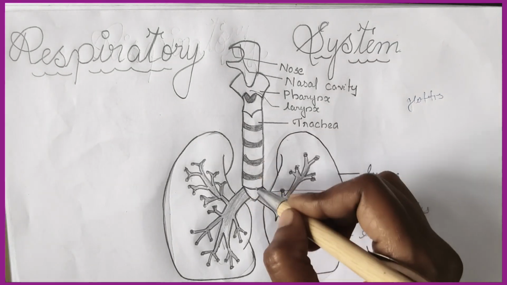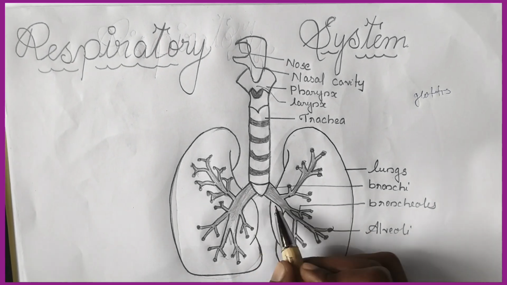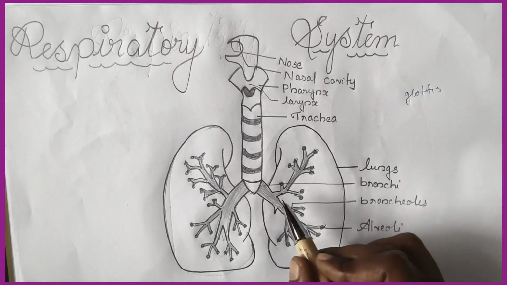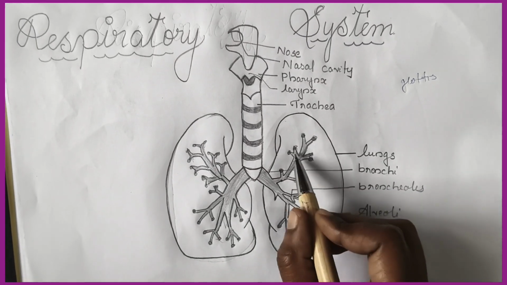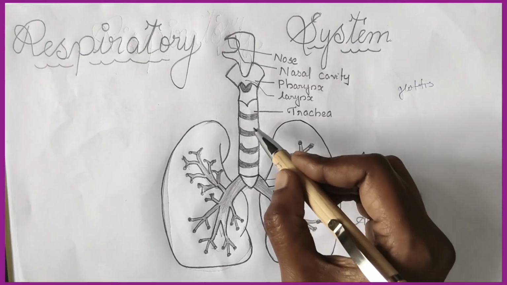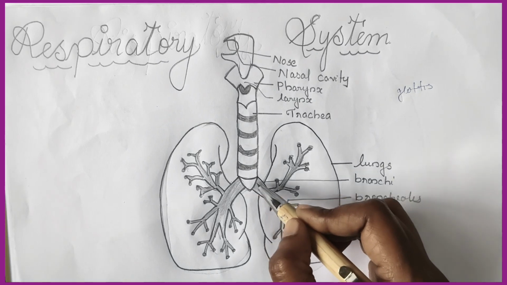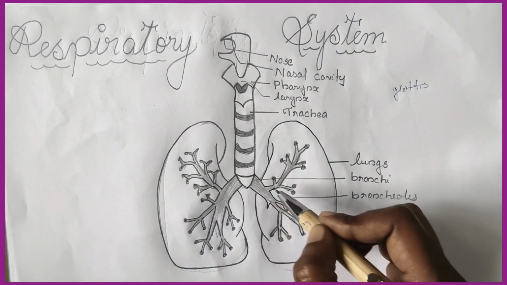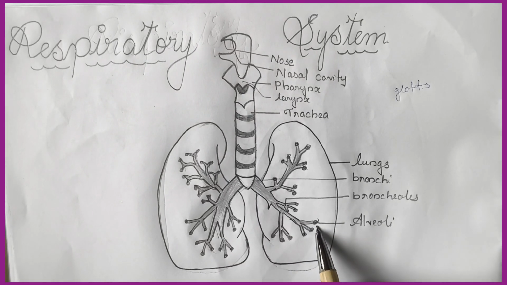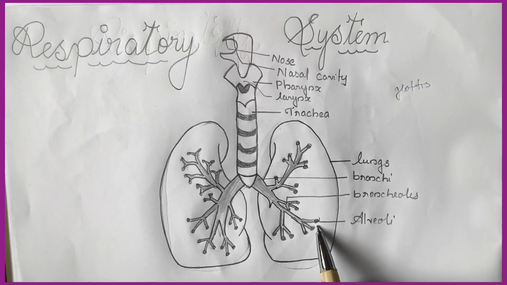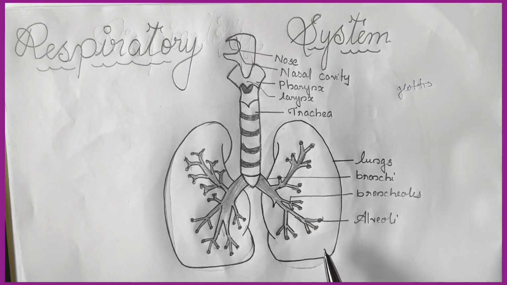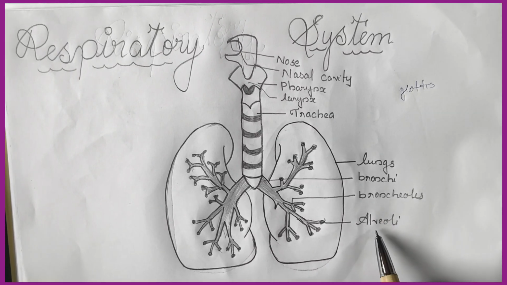When the trachea enters the lungs, it is divided into two branches called bronchi. The bronchi are divided into different small lateral branches, which you can see here, called bronchioles. So when the air comes, it passes through the trachea, then through the bronchi, then the oxygen enters into the bronchioles. These bronchioles end in balloon-like structures called alveoli, the small structural and functional unit of the lungs.